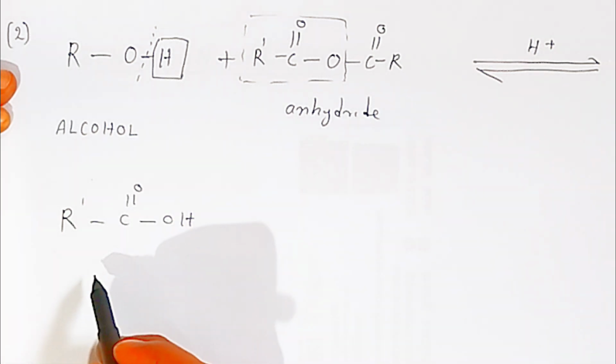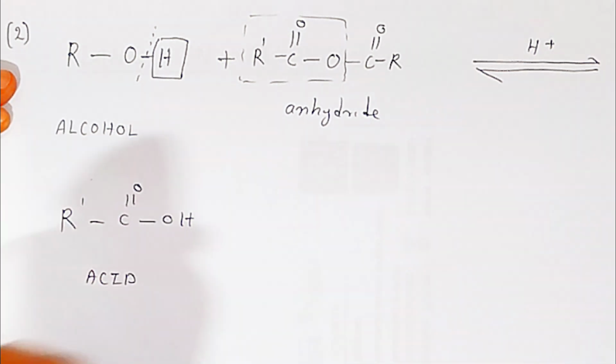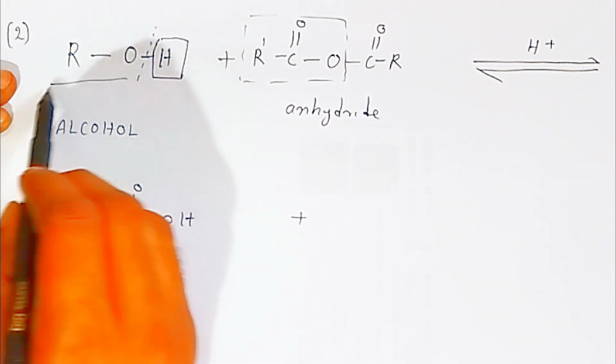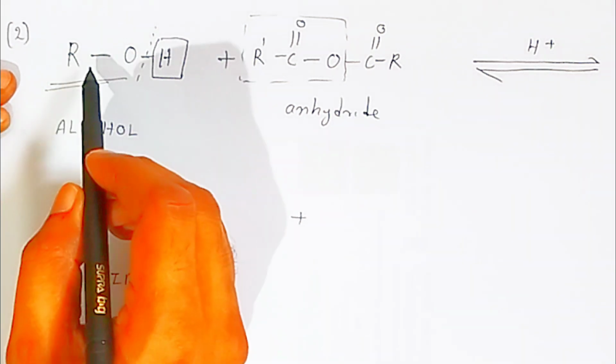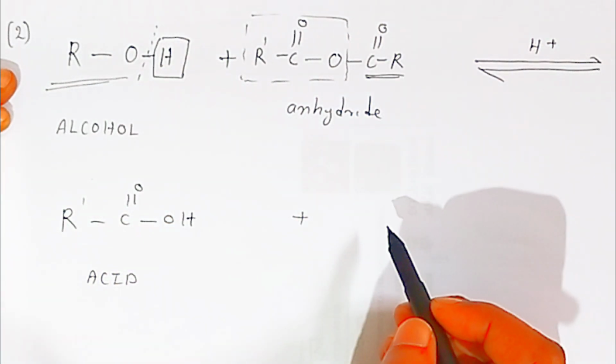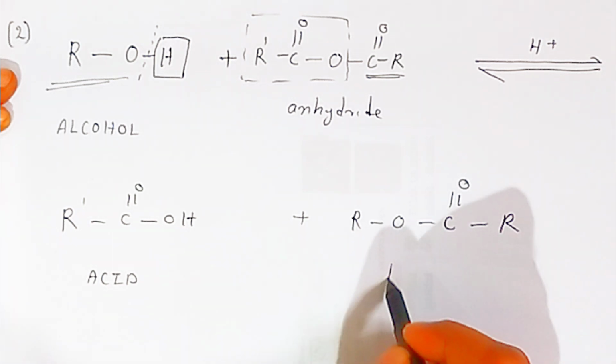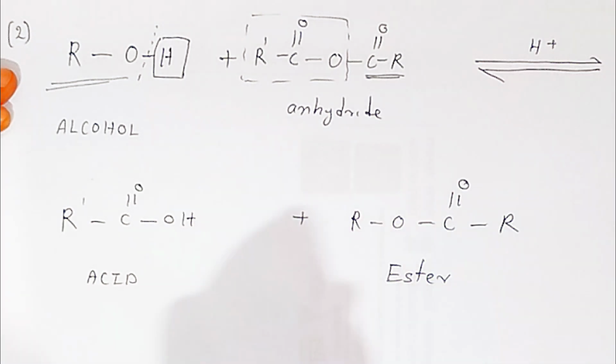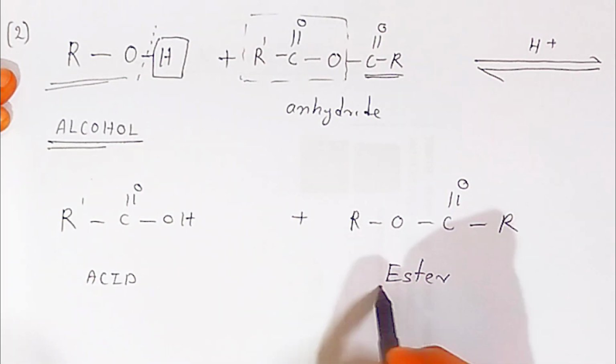There is a formation of acid. This is carboxylic acid, and what happens? This alkoxide, RO, is called alkoxide, now combines with this, and it will form again an ester, students. So you are getting an aliphatic ester from alcohol, students.